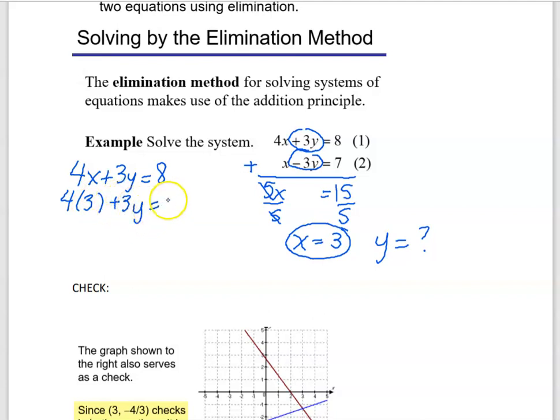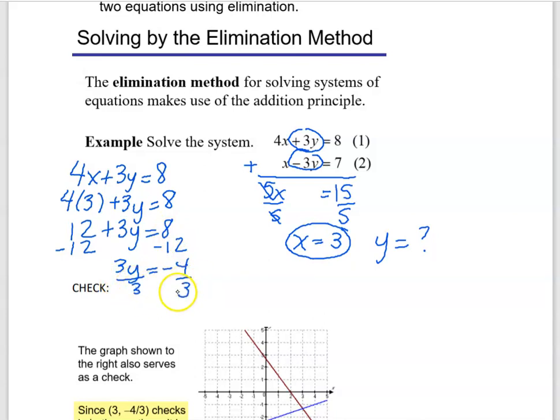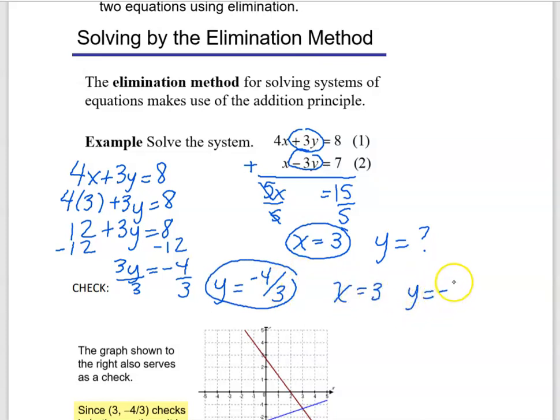I still don't know what y is. And so 4 times 3 is 12. I'm going to subtract 12 from both sides. So we're trying to solve for y, get y by itself. It's going to get me 3y is equal to 8 minus 12, which is negative 4. Divide by 3. And so y is equal to negative 4/3. So x is equal to 3 and y is equal to negative 4/3.